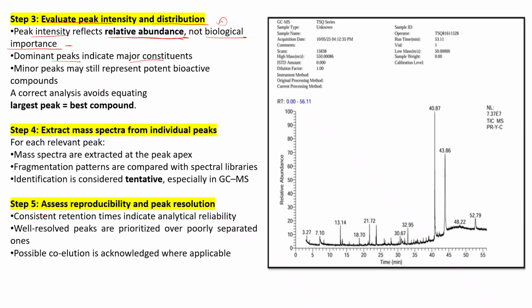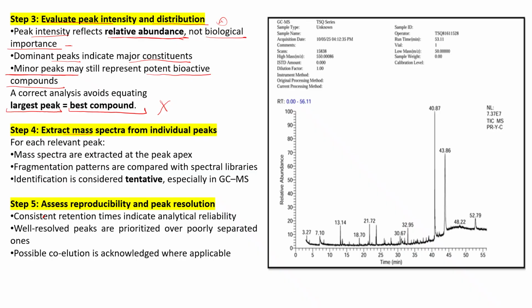Dominant peaks indicate major constituents, and minor peaks, although they are minor, can represent potent bioactive compounds. So saying that the largest peak is always the best compound is a wrong analysis, because the largest peak cannot always be the best compound.